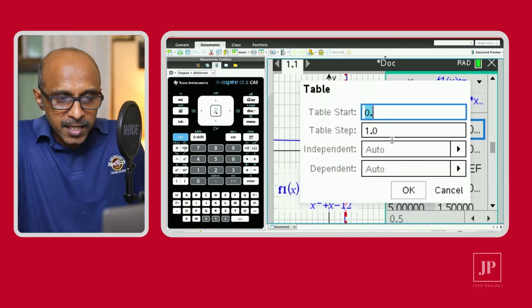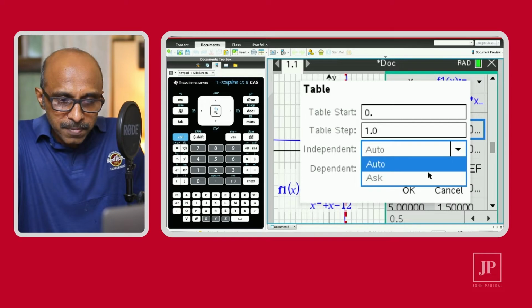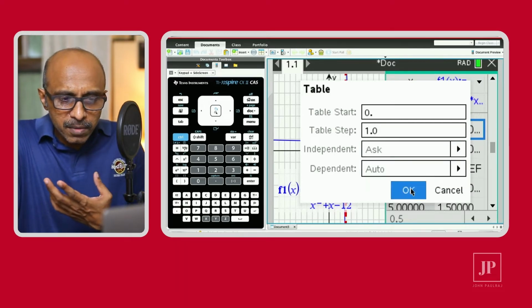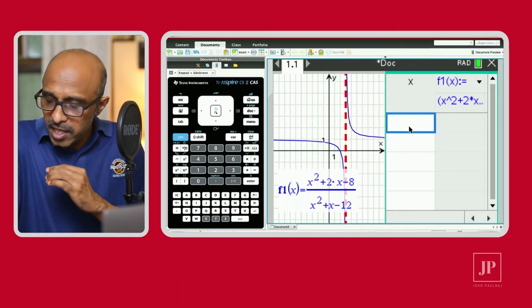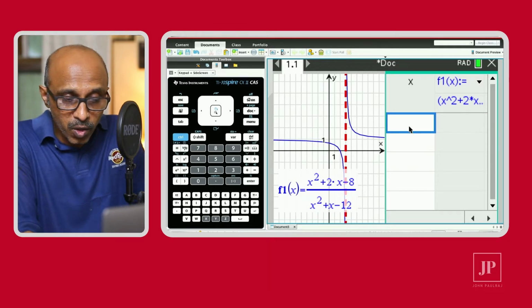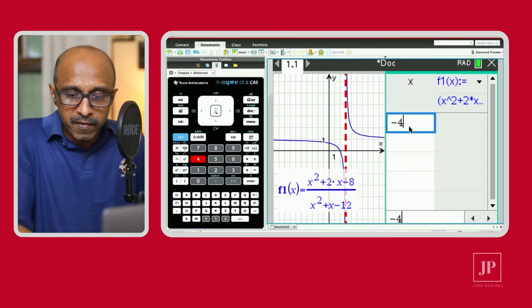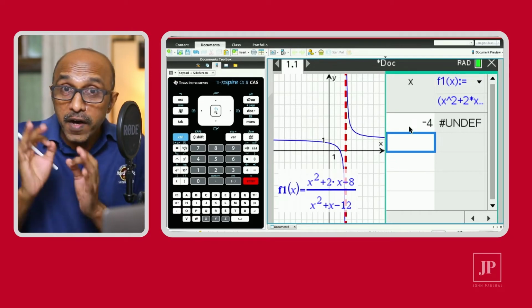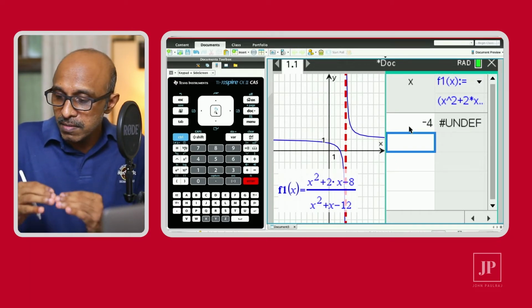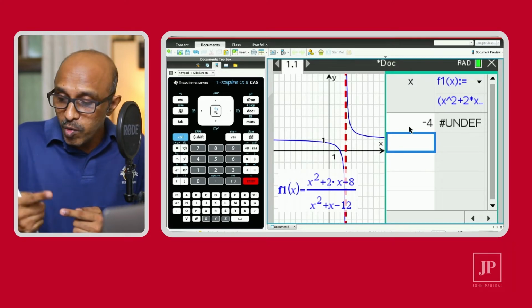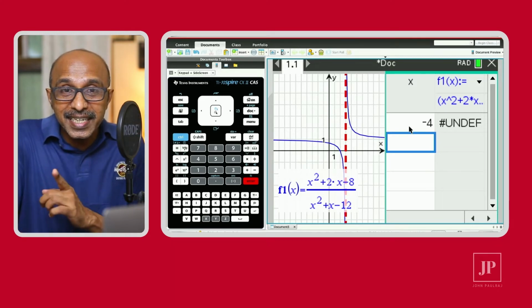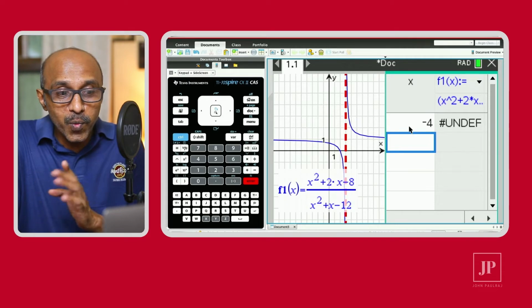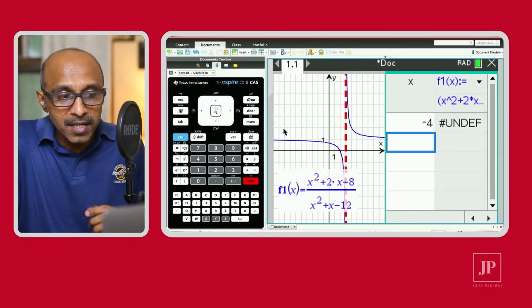Let me go on edit table settings and change this to ask, so that it's a user input. And there you go, user input. x equals -4, I want to find out. So watch this, guys, very closely. x equals -4, hit enter, undefined. So the function is undefined because x equals -4 cannot be part of the domain. It's in the denominator, but yet at x equals -4, we are not seeing a vertical asymptote.